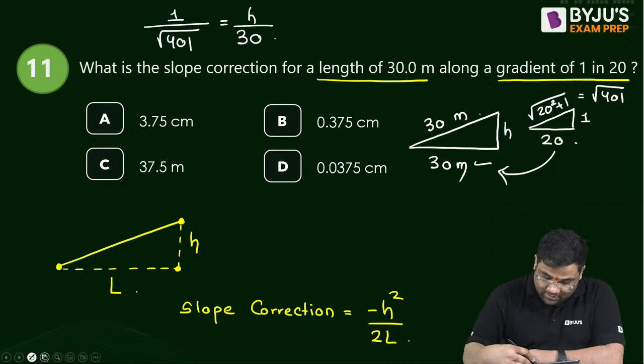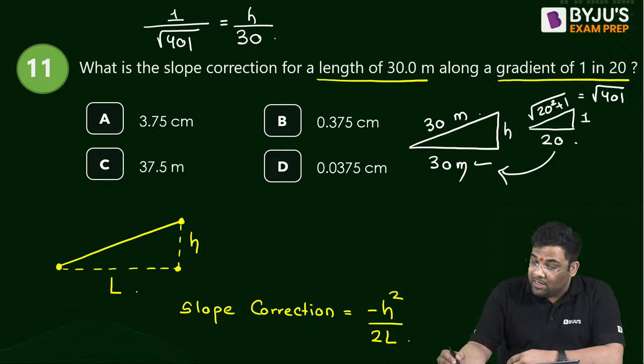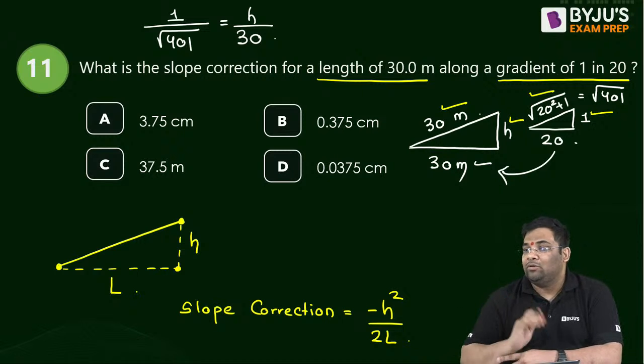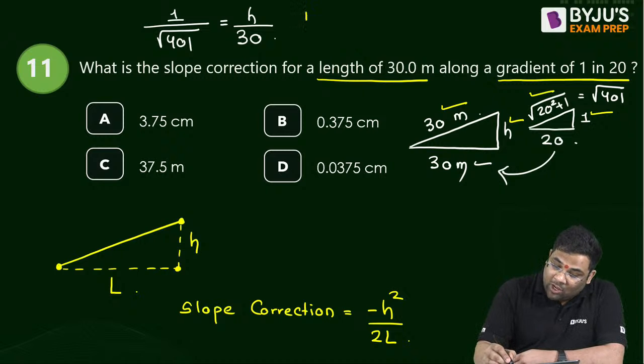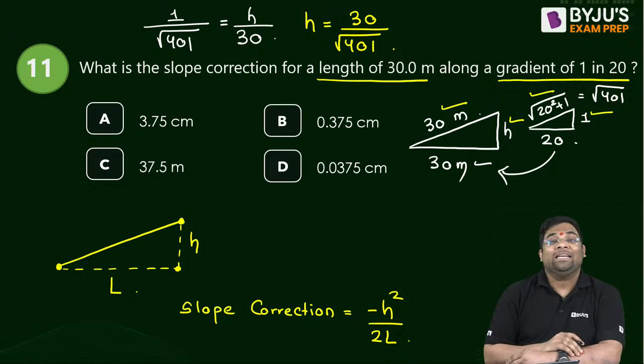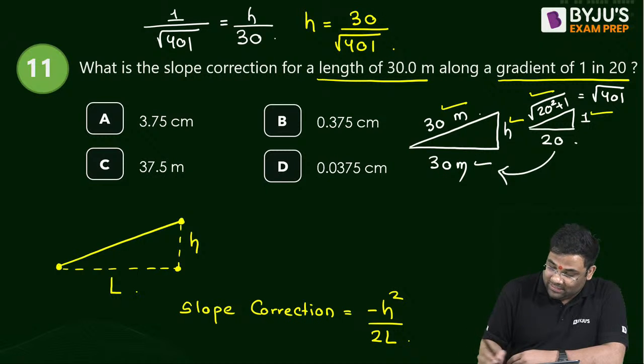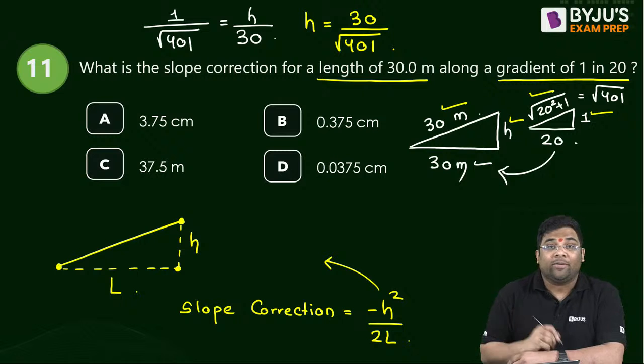You see? Since the triangles are similar, 1 is to root 401 is h is to 30. So from here, how much h do I get? I am getting h as 30 by root under 401, right? So the correction will be how much? Very easy. I got my h.